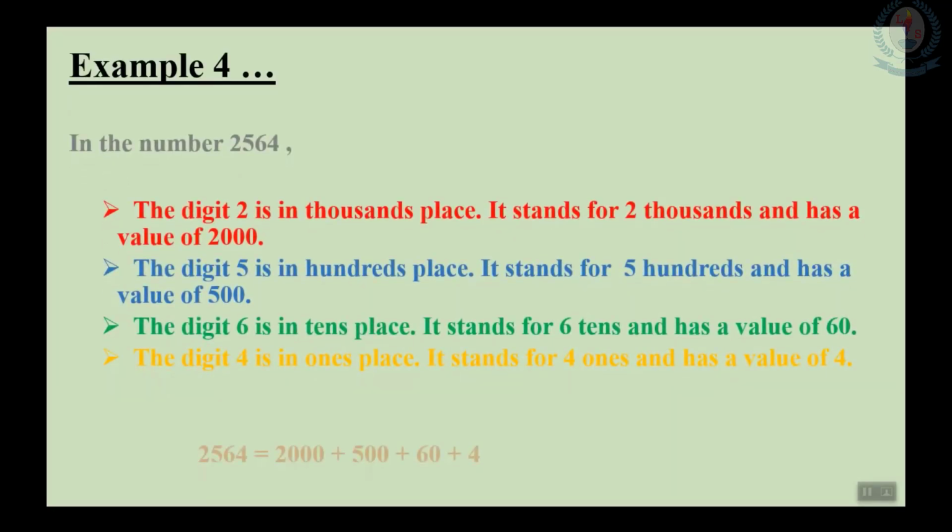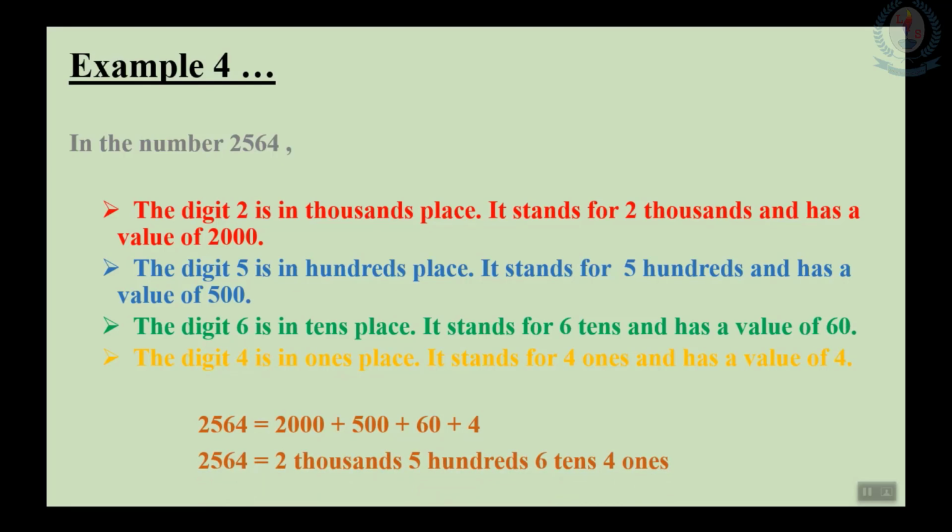Fourth example, in the number 2564, the digit 2 is in thousands place, and it stands for 2000s and has a value of 2000. Right? The digit 5 is in hundreds place, and it stands for 500s and has a value of 500. Then the digit 6 is in tens place. It stands for 6 tens and has a value of 60.